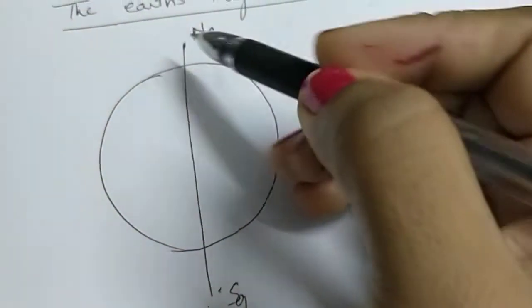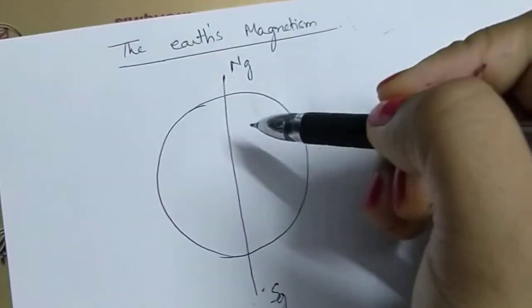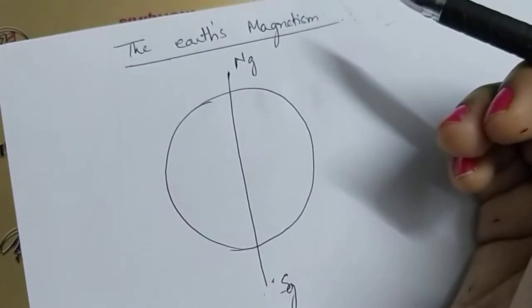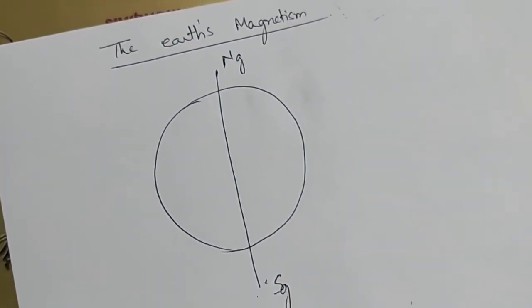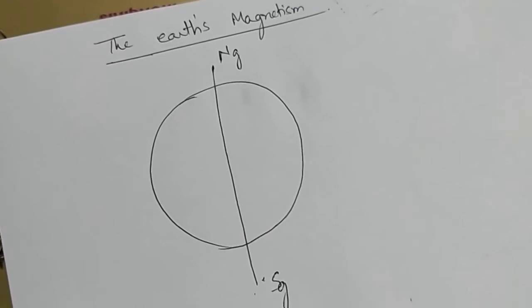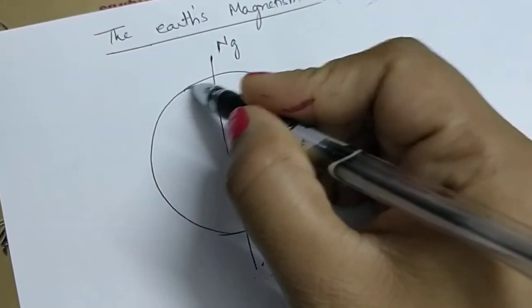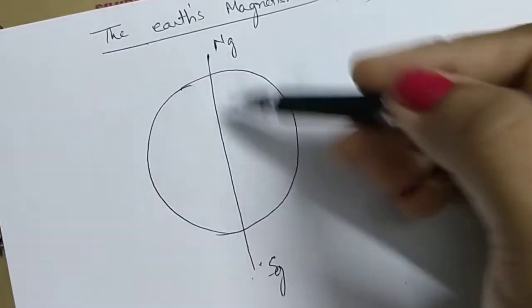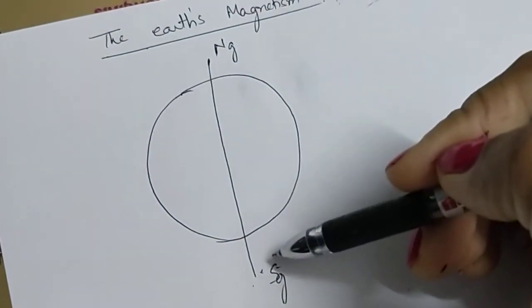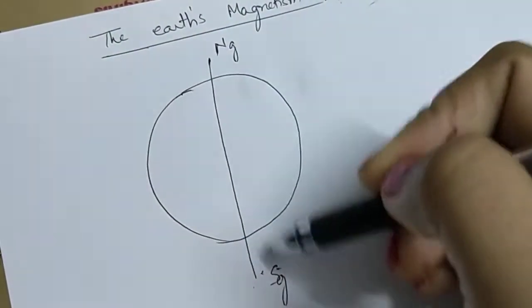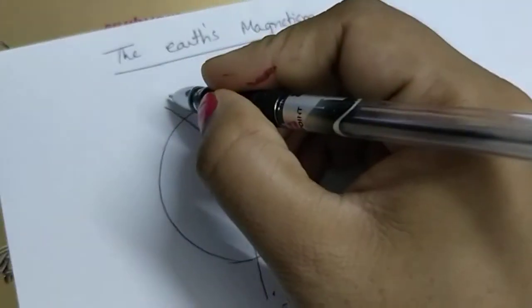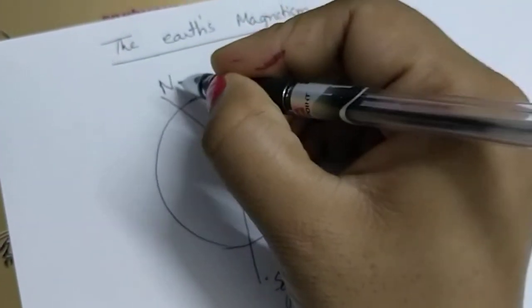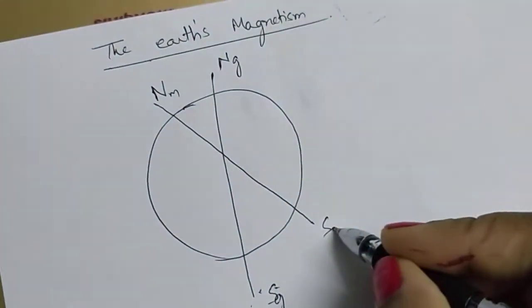Now there is magnetism. Earth also shows magnetism, and if it shows magnetism, that means there will be a North Pole and a South Pole. And if there are magnetic North and South Poles, then there will be an axis passing through them. This is the geographic North and South Pole. The magnetic North and South Pole is slightly tilted. It's not along the same axis. This is the North magnetic pole, and this is the South magnetic pole.